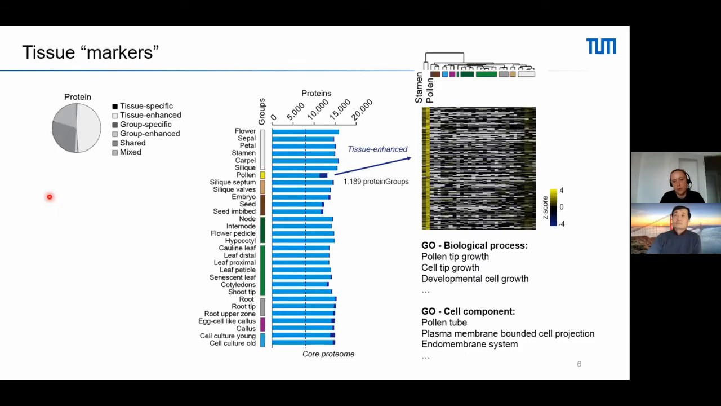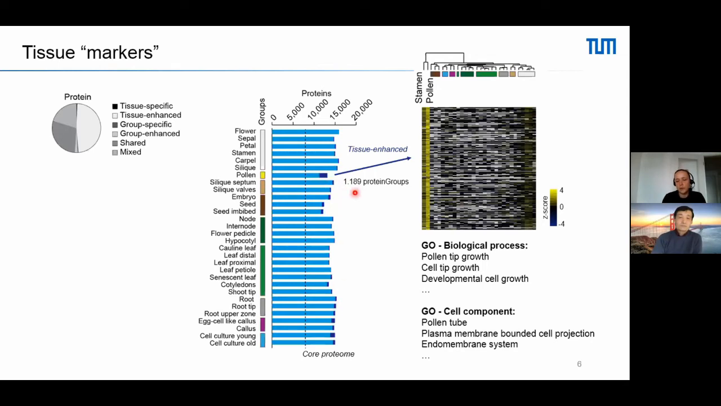This is something that we also saw when we were looking for tissue markers actually. So we found only very few proteins which are truly only detected in one particular tissue. For a large number of proteins, however, we found an enhanced expression in a particular tissue type as compared to all of the other tissues. The largest number of these kind of tissue-enhanced proteins we actually found for the pollen sample. So the tissue-enhanced proteins are here shown in dark blue.